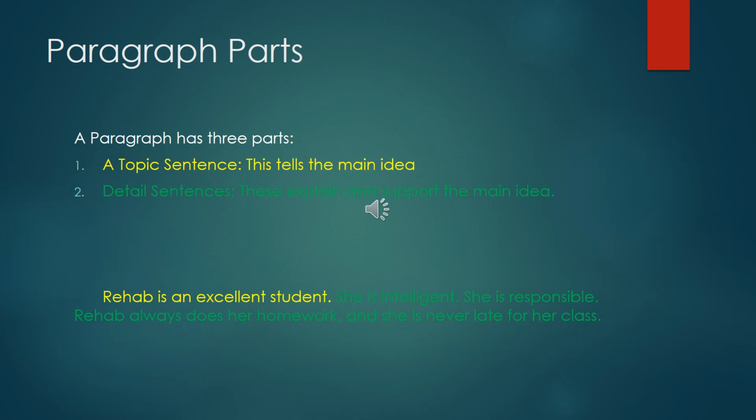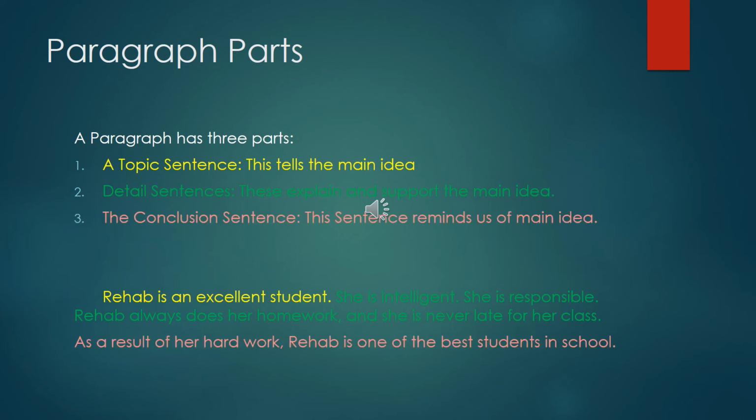The last part of the paragraph is the conclusion sentence. This sentence reminds us of the main idea. The conclusion sentence in our example paragraph about Rehab is: as a result of her hard work, Rehab is one of the best students in school. This sentence reminds us of the topic sentence that Rehab is an excellent student. The meanings of these 2 sentences are similar, but we need to use different words in the conclusion sentence. My dear students, do you see how they are similar?